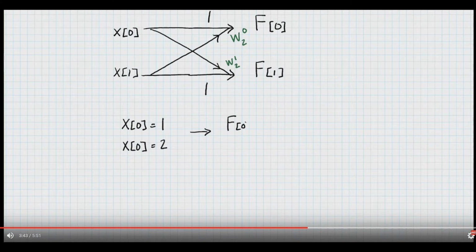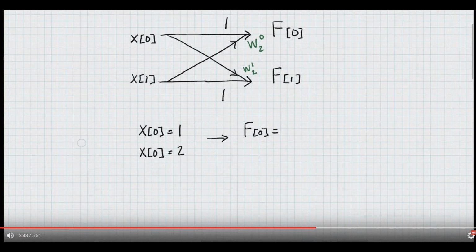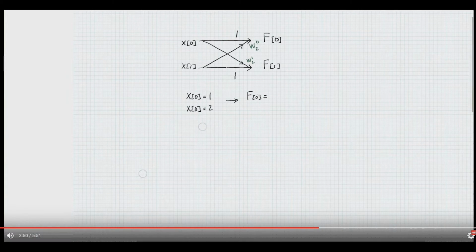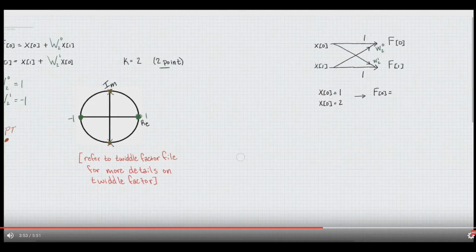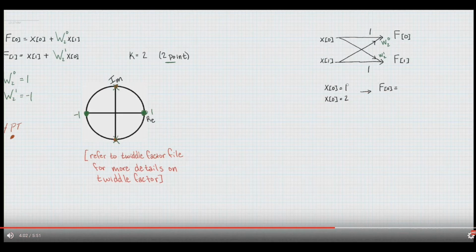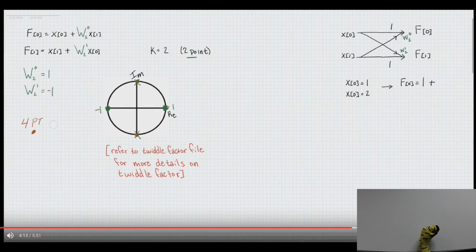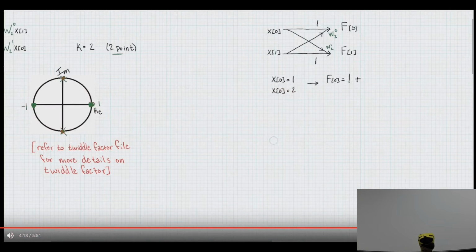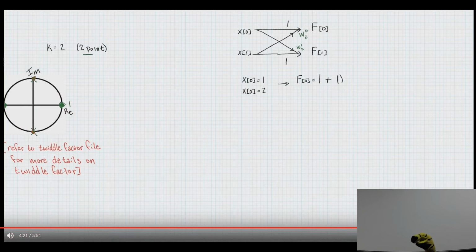So our first value we're going to try to find will be our f of 0. If we look up at our flow graph, and you can even look back to our actual equations, f of 0 is equal to our x of 0 plus the twiddle factor W0 of 2 multiplied by x of 1. So here our x of 0 is equal to 1 plus our twiddle factor, which is W0 of 2. You can look back to our unit circle and see that we defined our W0 of 2 to be a value of 1 with no imaginary component.